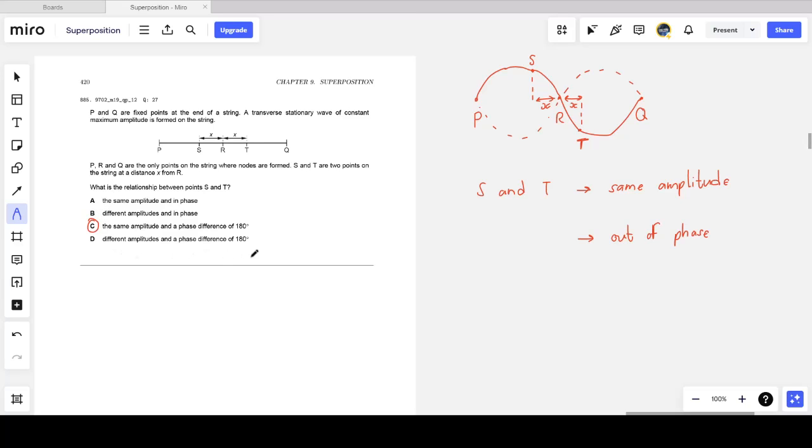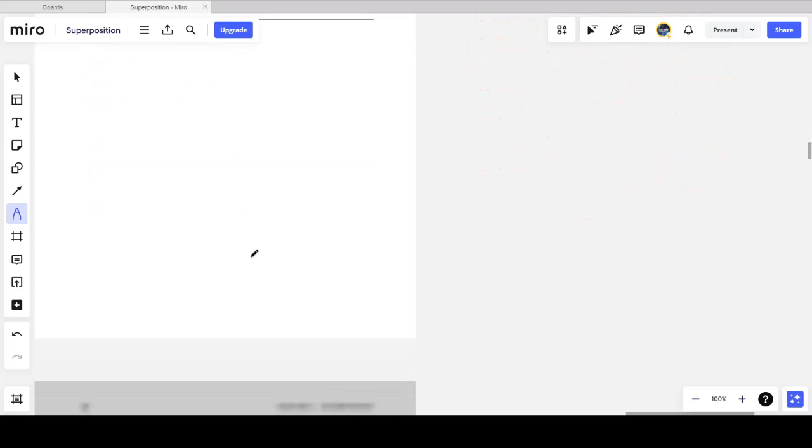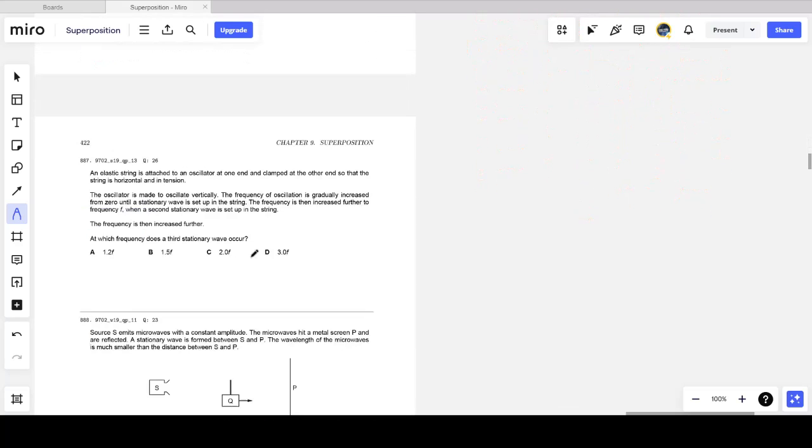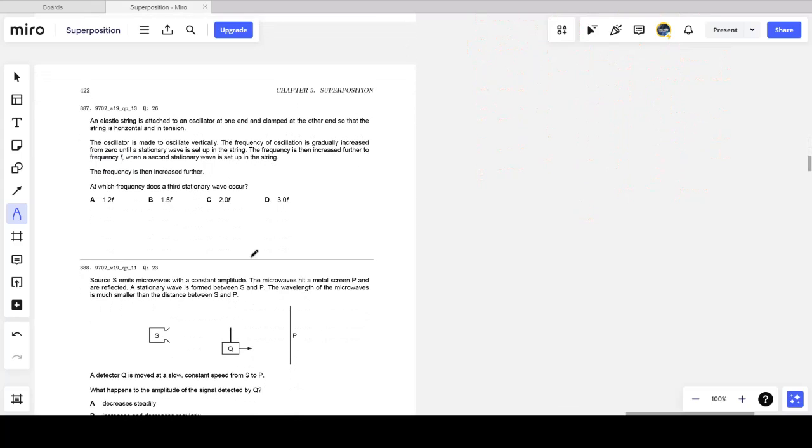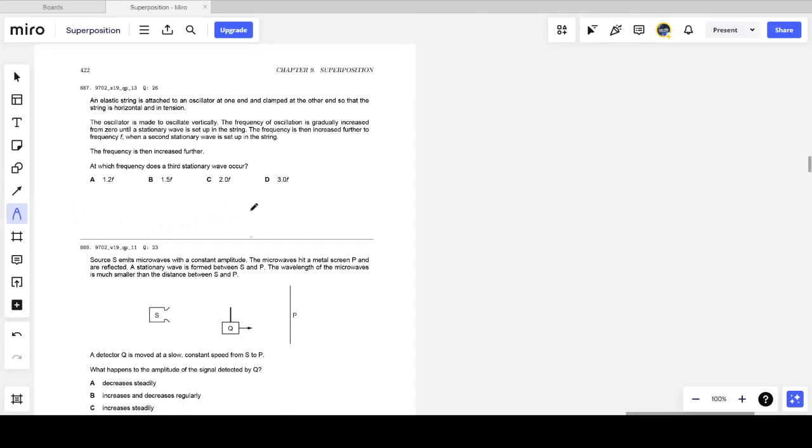And that again comes from your definition of what a standing wave is, or what a stationary wave is. Question 886 we'll ignore because it has a little bit of alternating currents, which we don't do in AS physics anymore. We covered that in A-level physics, so we'll ignore question 886 and go to question 887, which comes from the summer 2019 exam, question paper 1, variant 3, and it's question 26 from that paper.